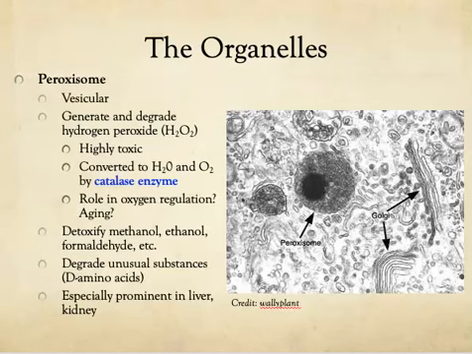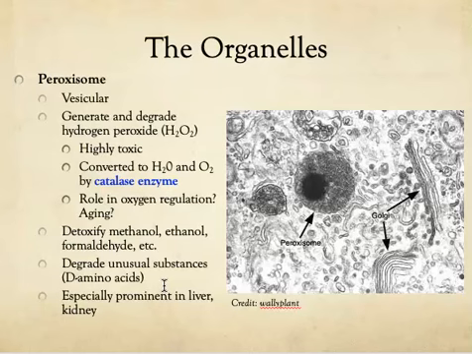Now, peroxisomes don't only break down hydrogen peroxide. There are other molecules that they're capable of degrading as well. Those include things like methanol, ethanol, formaldehyde, and other similar chemicals. Peroxisomes can also degrade unusual forms of amino acids, unusual isomers of amino acids that the cell doesn't have a use for.